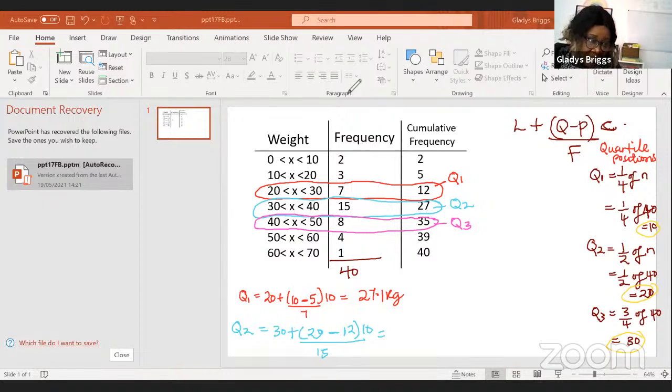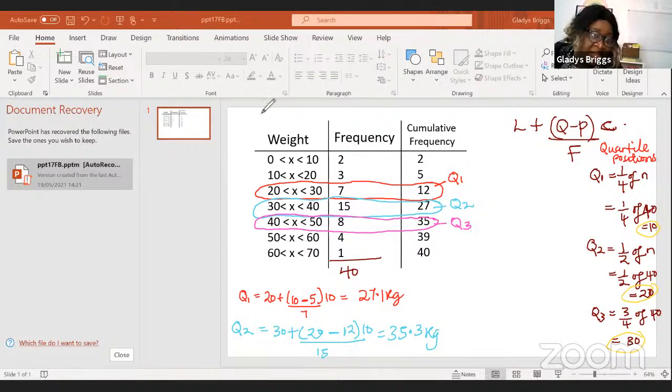Well done. 35.3 or 33.3? Which one is correct? I think I'm just going to put that into my calculator. 35.3, okay. And for quartile 3, I'll check that answer again in my calculator, no problems.